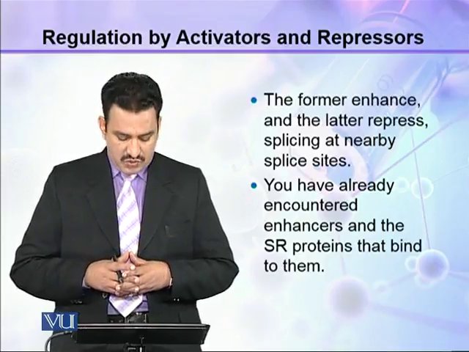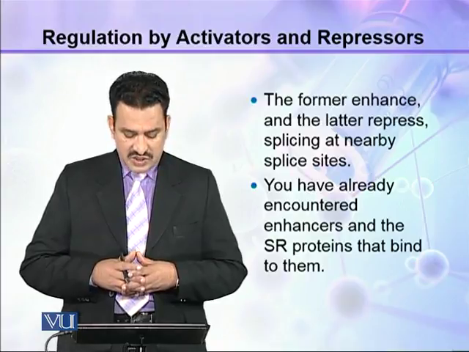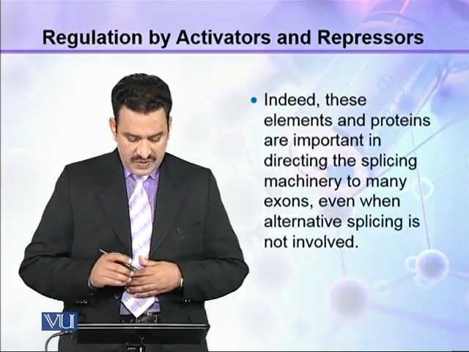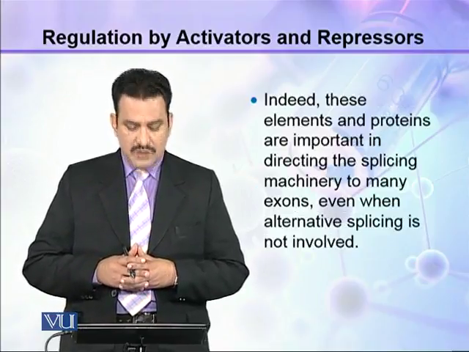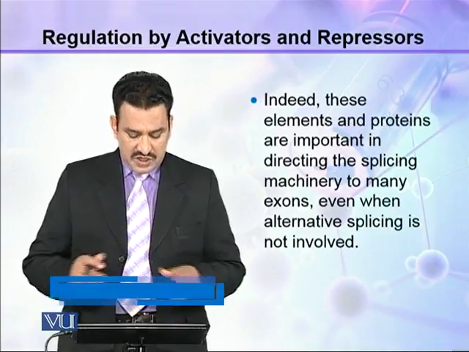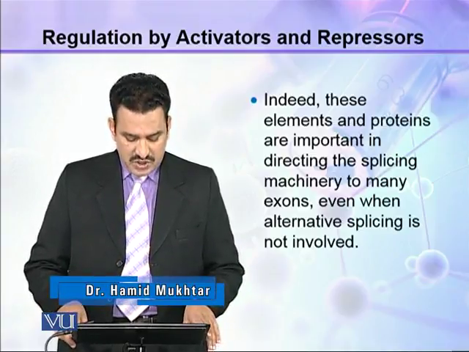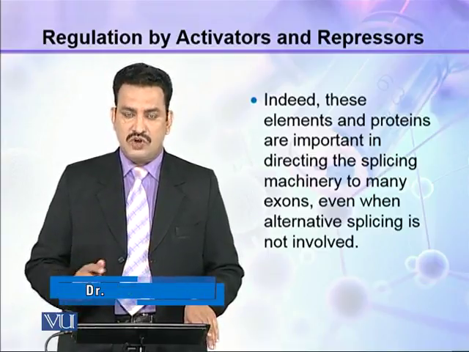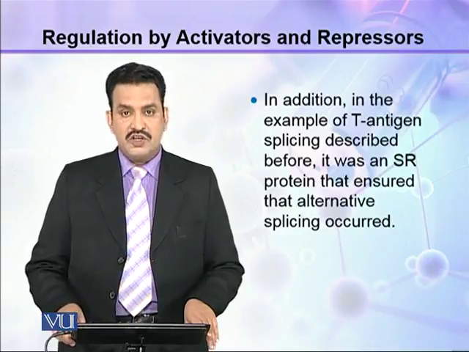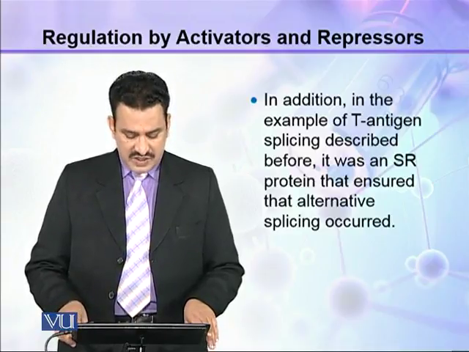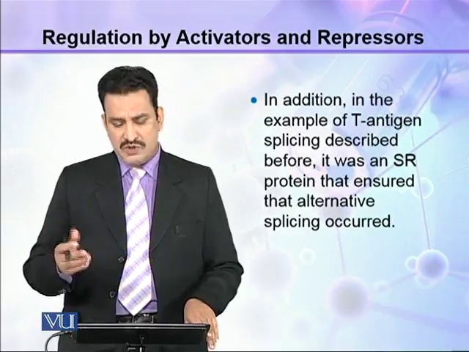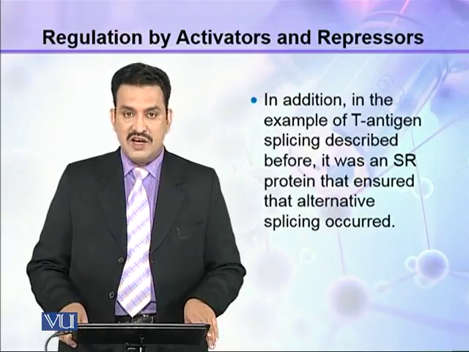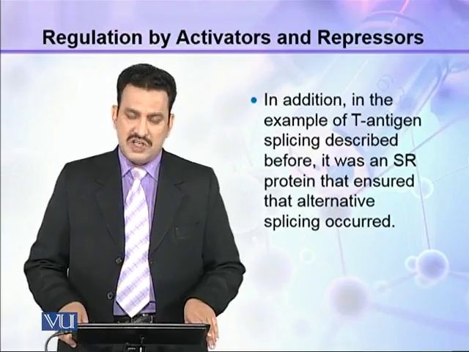You have already encountered enhancers and the SR proteins that bind to them. Indeed, these elements and proteins are important in directing the splicing machinery to many exons, even when alternative splicing is not involved. In addition, in the example of T antigen splicing as described earlier, it was an SR protein that ensured that alternative splicing takes place.